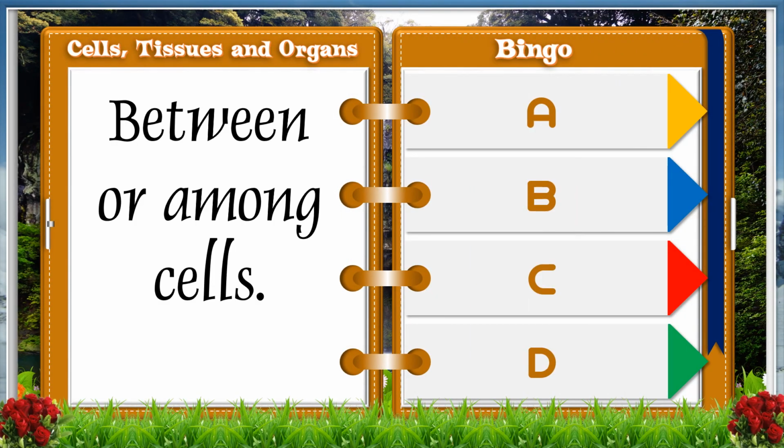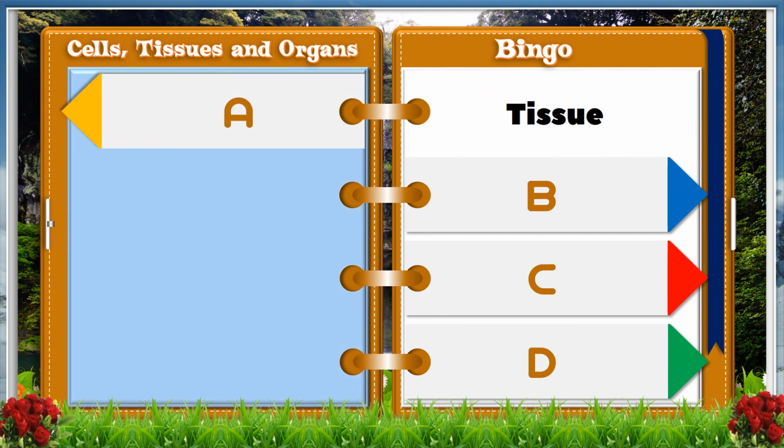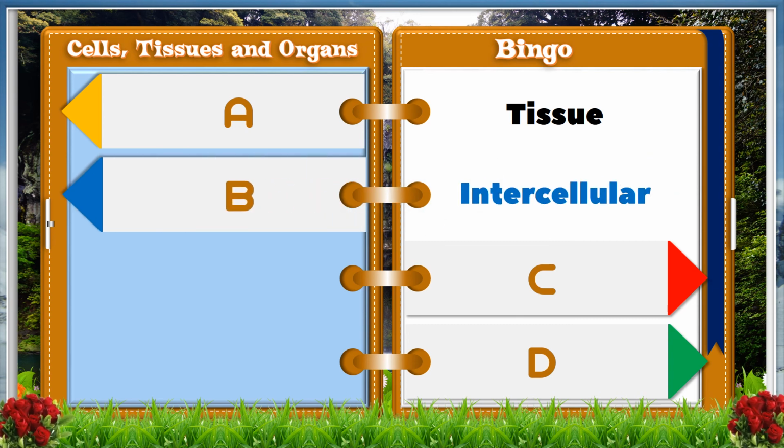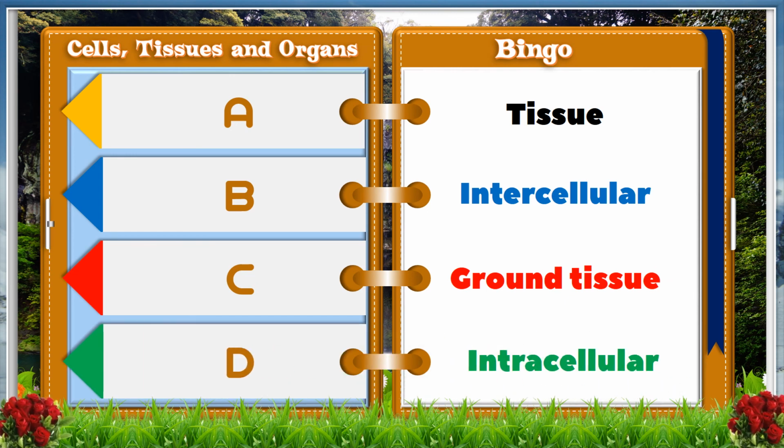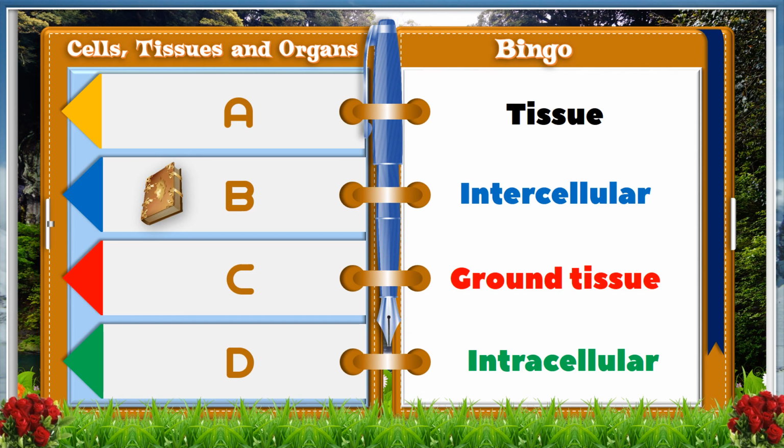Between or among cells. A. Tissue. B. Intercellular. C. Ground tissue. D. Intracellular. And the answer is intercellular.